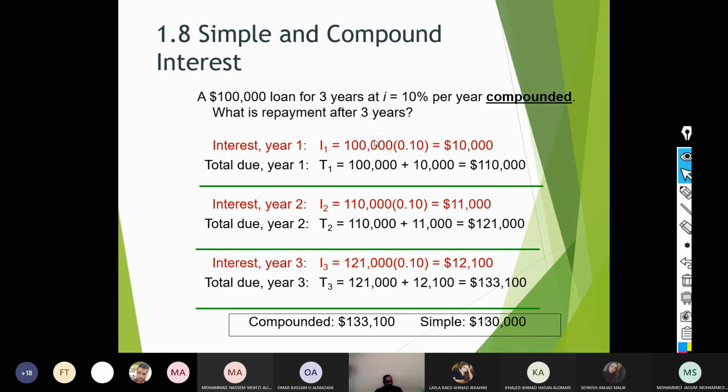Okay, so if you think about it, this is for 3 years, and I have done 1, 2, 3 calculations. What about if I have 10 years? I'm going to spend my time calculating.